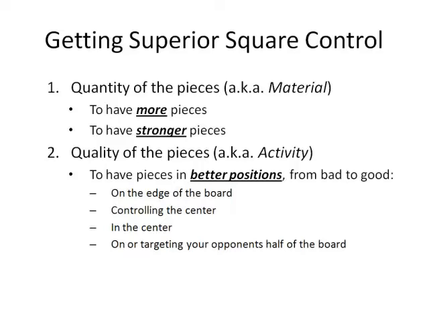And if we scale this up from bad to good, this can mean that you can have a piece either on the edge of the board, where it's not very helpful, or a piece that is controlling the center, or even a piece that is situated in the center, or ideally that you will have a piece on or targeting your opponent's half of the board.